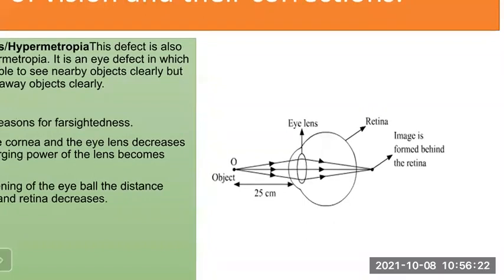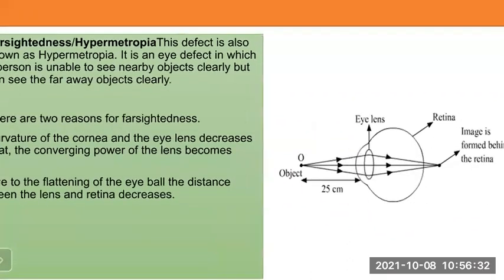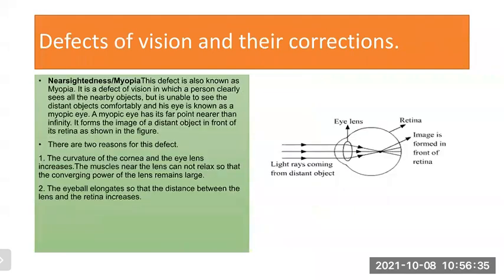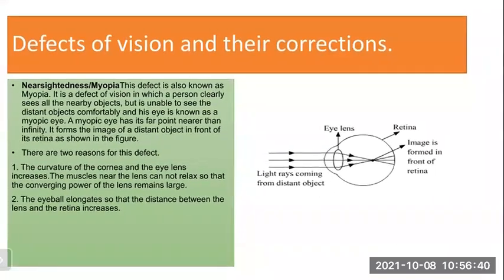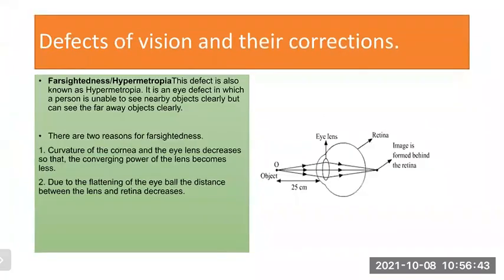So you can see that the image is formed behind the retina. Observe the diagram. What we have seen in the case of myopia is that the image is formed in front of the retina, whereas in hypermetropia the image is formed behind the retina. Why? Because here the eyeball is flattened and there the eyeball is elongated. So keep this difference in mind.